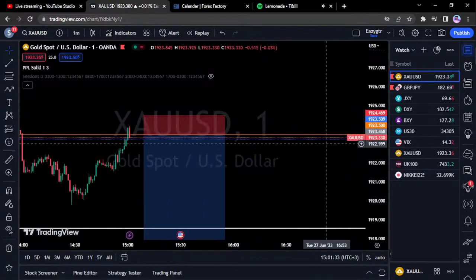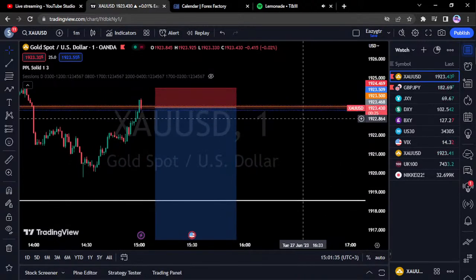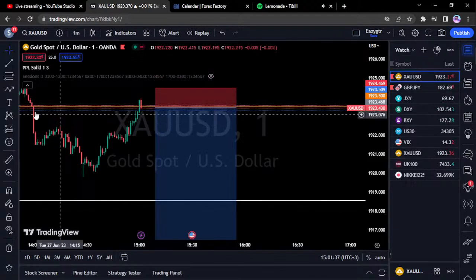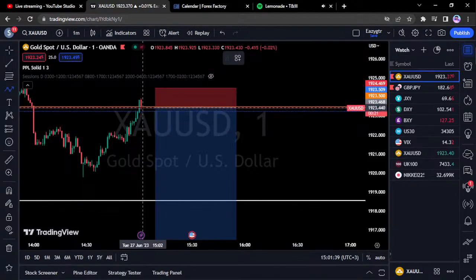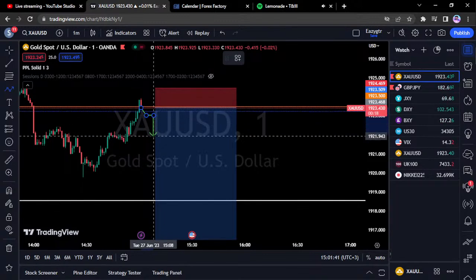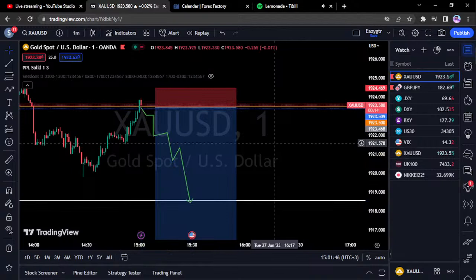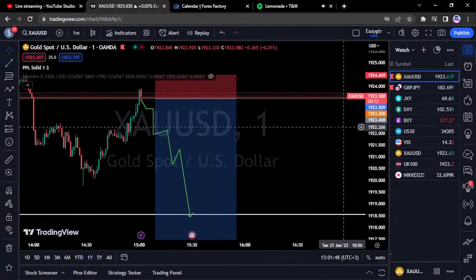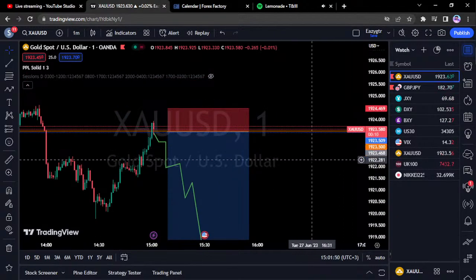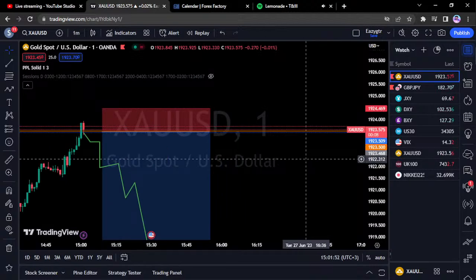So we want to see price close below 1923.500 and hold below. So if it holds below and slowly starts chugging its way down, this will be a valid entry. But if we don't close below 1923.500, we won't enter any trades.